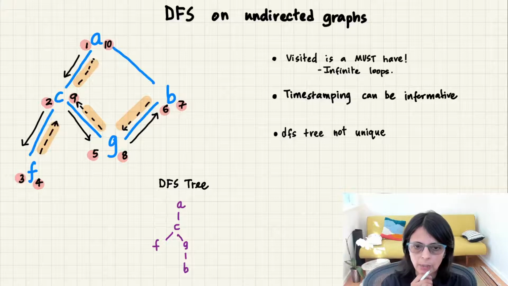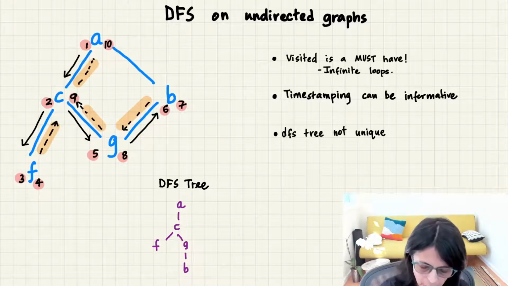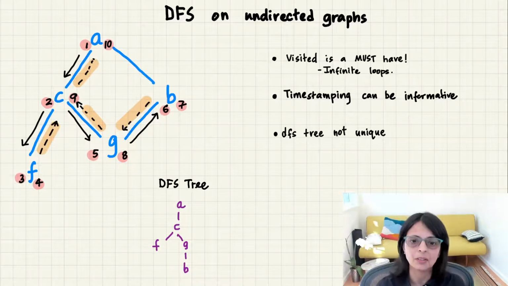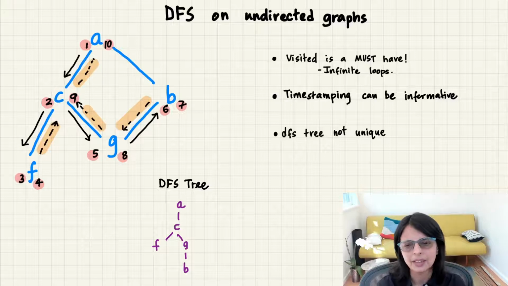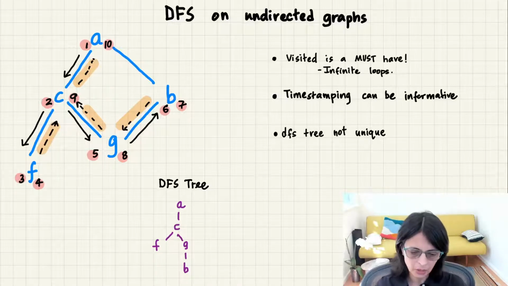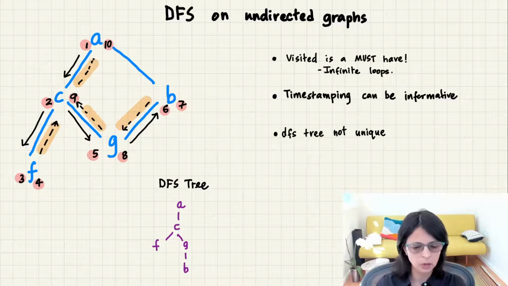Okay, how about DFS on undirected graphs? Well, we've already seen that, so I must have included this here just for completion. Visited is a must-have because we can have infinite loops. Timestamping can be informative, but maybe not as useful. It doesn't have the same nuance, like we just said, as in directed acyclic graphs. How can it be informative? Let's just pick on one node.